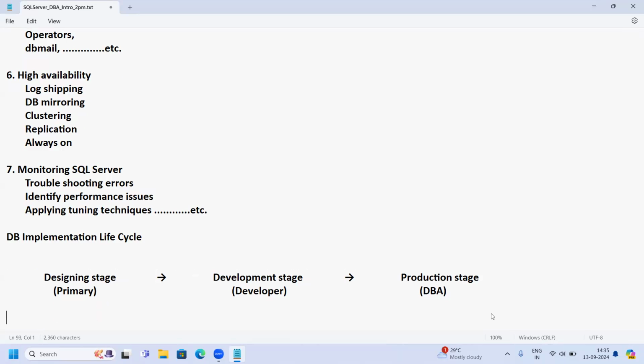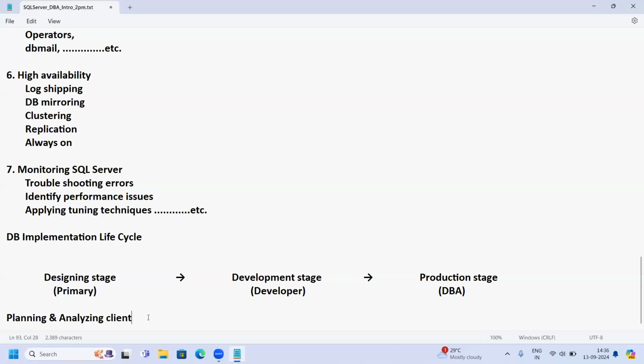You understand? Okay, first let me talk about designing. You know about this, right? Designing, you call the architect, the designing stage, right? And what do we do? Yes, we talk about planning and analyzing the client requirements. Planning and analyzing, what did I say, client requirements.